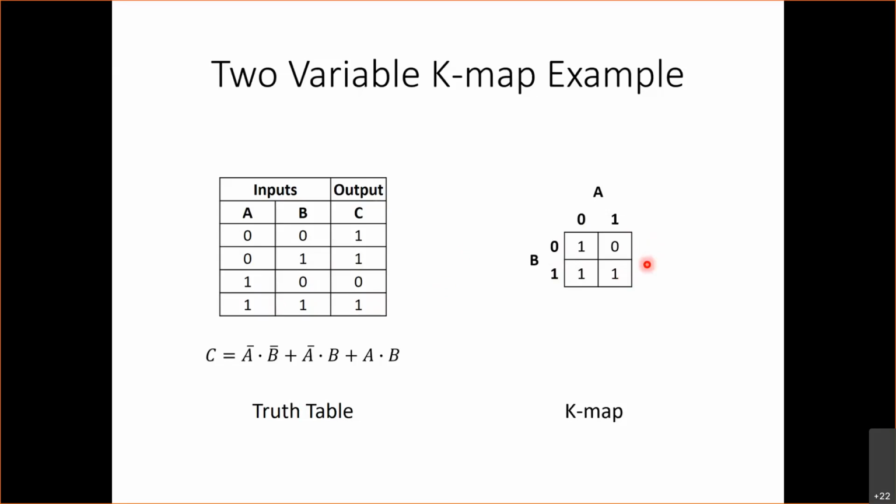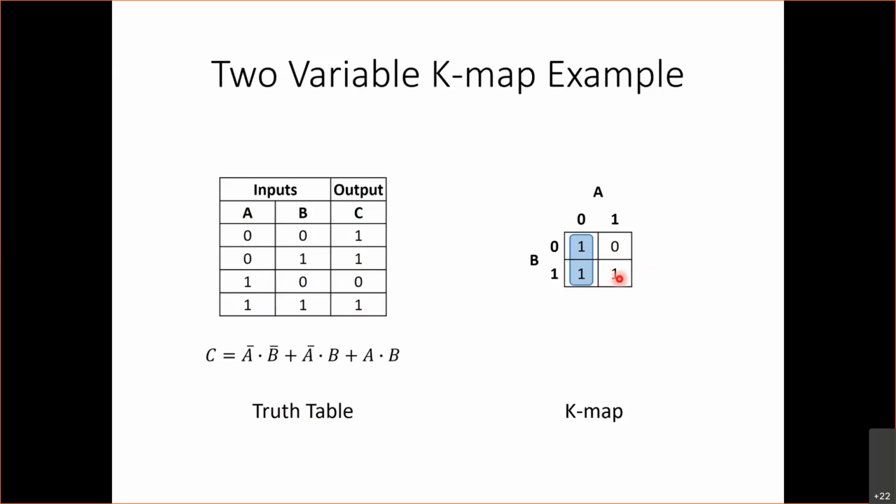Now to simplify my equation, I want to search for the largest possible rectangles that I can use to cover all of the ones in this table. So let's start with this one over here. I can cover it with a square, but actually I can find a larger rectangle because this one is adjacent to this one down here. So I can have a rectangle that covers both of these ones together. This blue rectangle covers these ones.